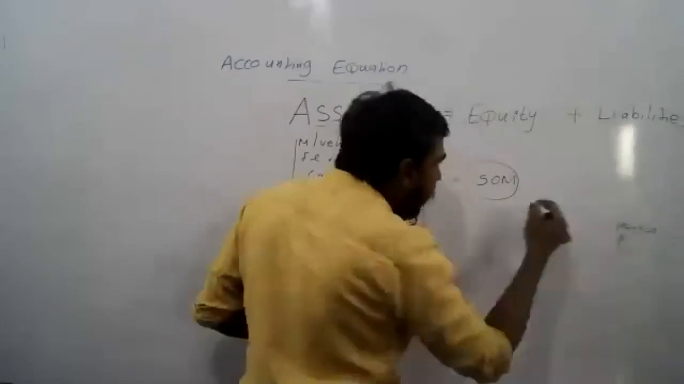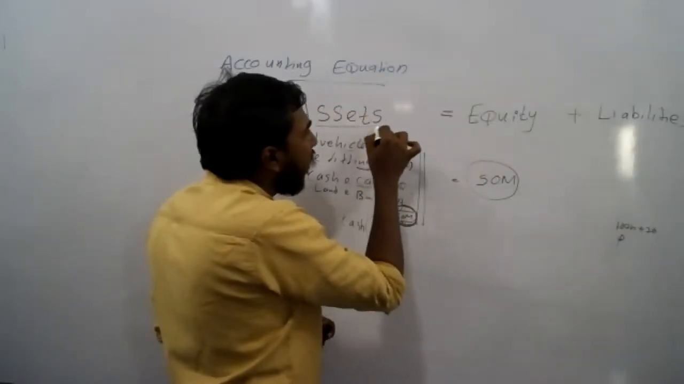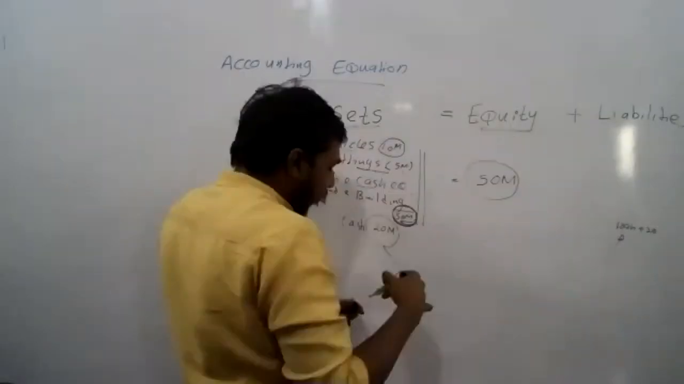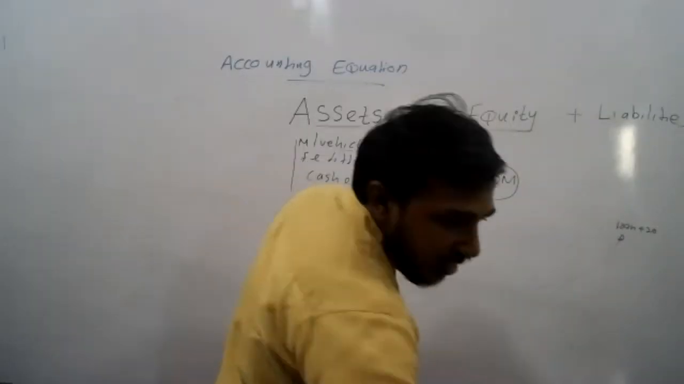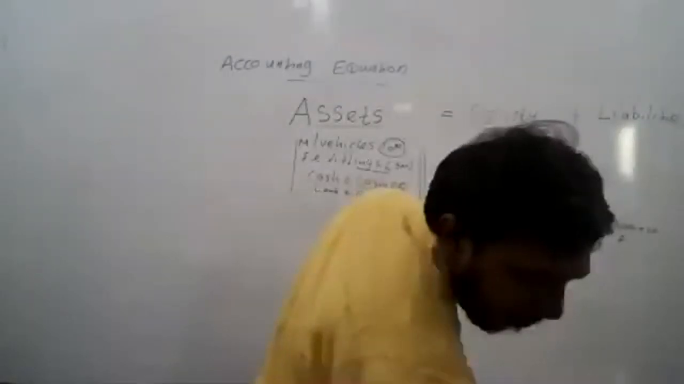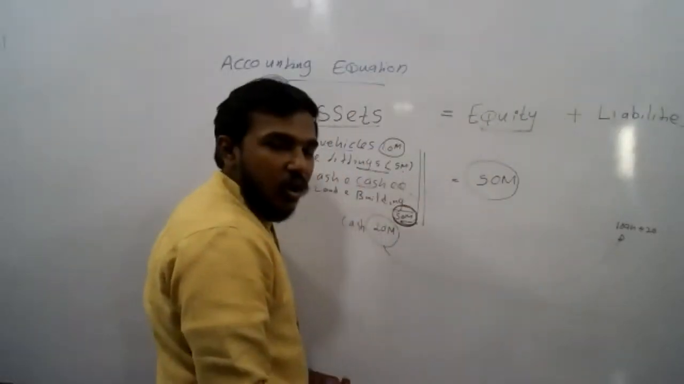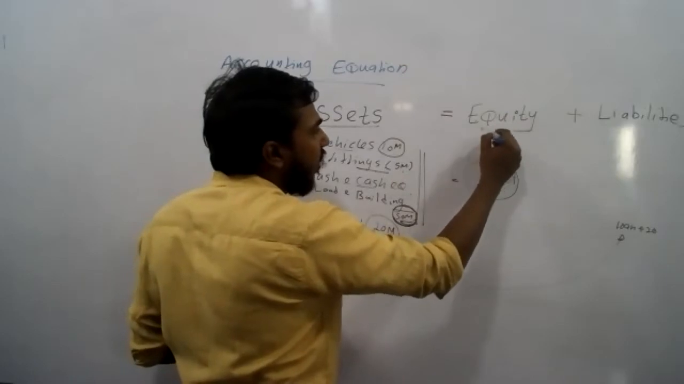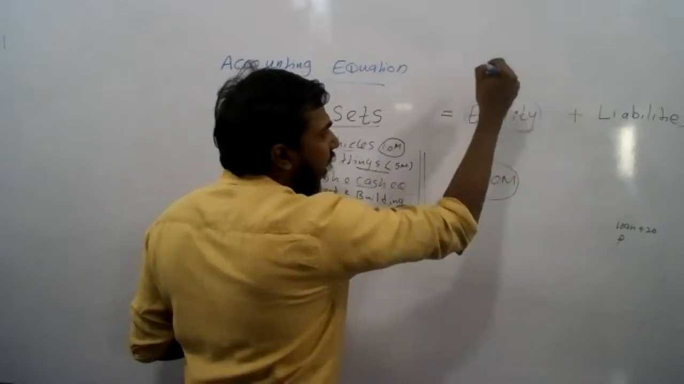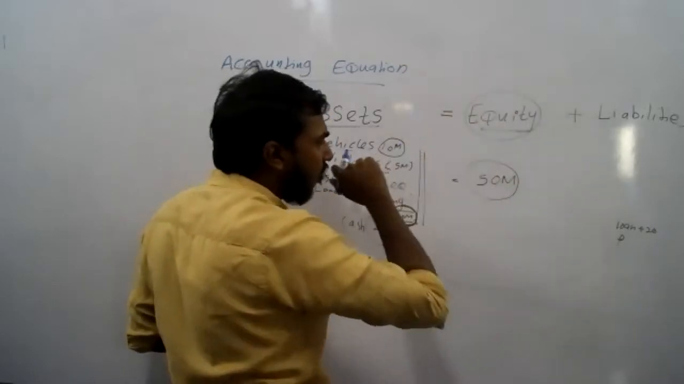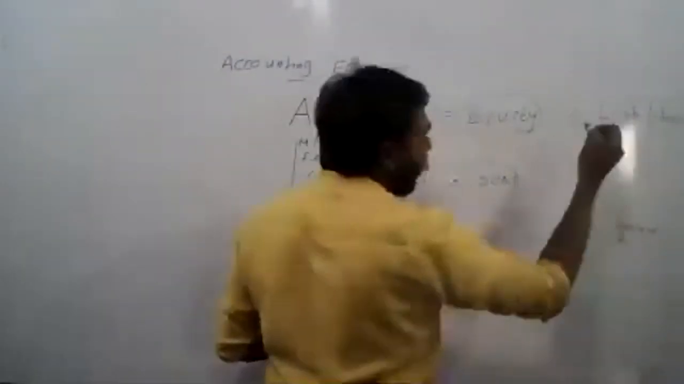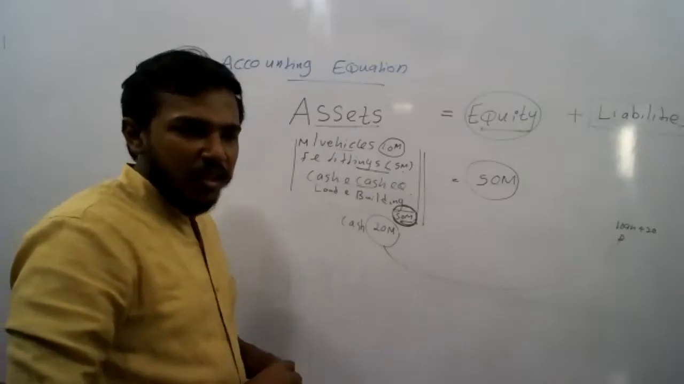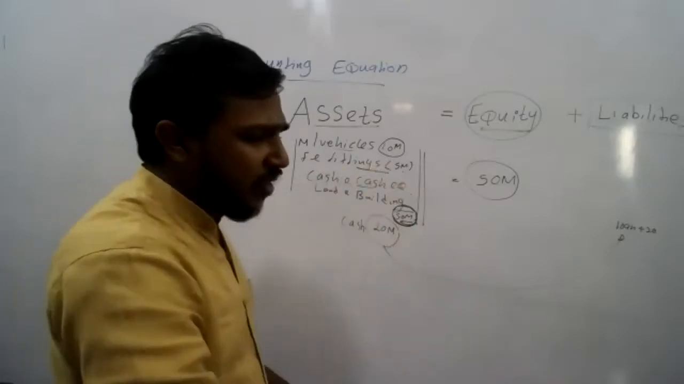So that means assets have been financed from equity. Equity means, keep it in mind, always the owner. Equity means always the owner. Assets have been financed through the owner as well as from the liability. Clear? So that's the basic accounting equation.